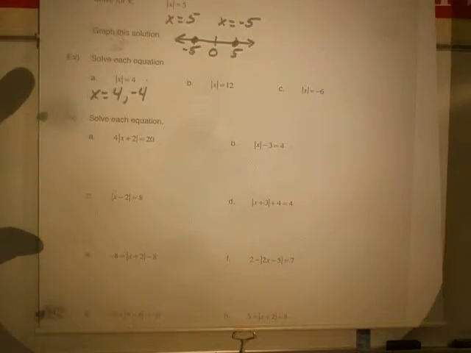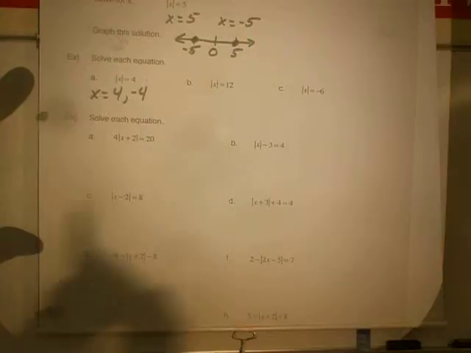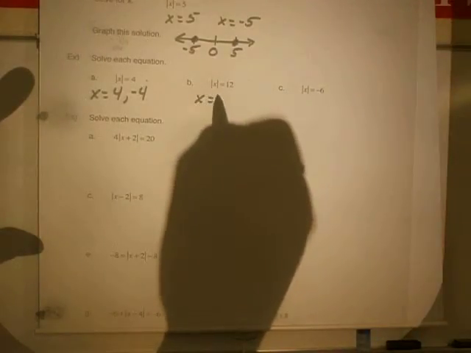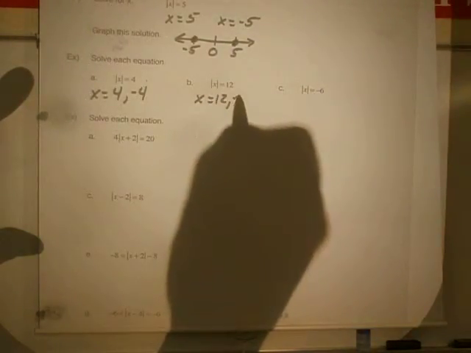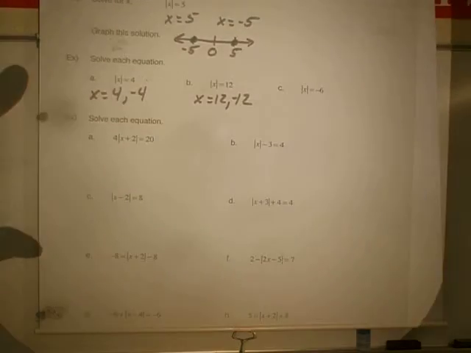Letter B, absolute value of x equals 12. There are 2 possible numbers that have an absolute value of 12. First one is 12, and the second one is negative 12.